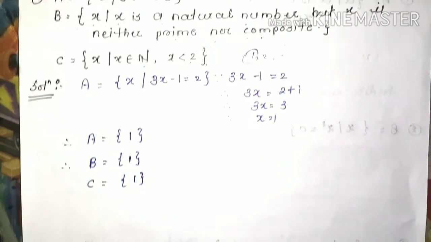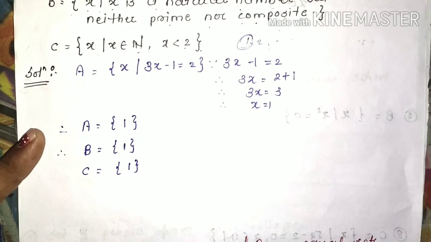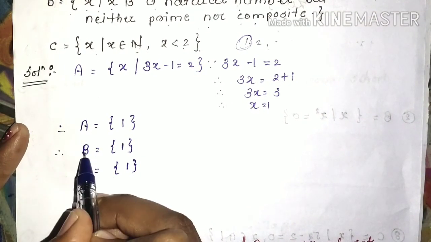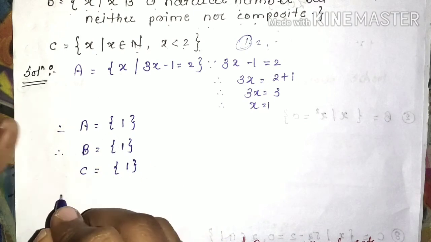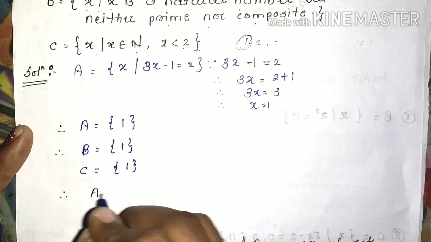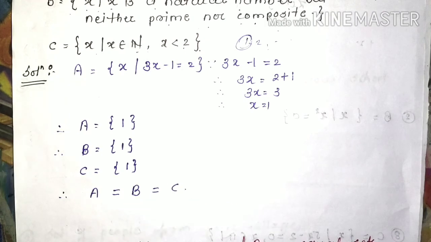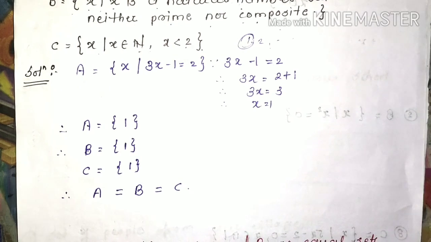मतलब अगर यहाँ पे आफ्टर गेटिंग द एलिमेंट्स ऑफ ईच सेट, what I observe कि ऑल द सेट A, सेट B एंड सेट C आर इक्वल. सो हैंस set A is equal to set B is equal to set C. Why? Because all the elements of the sets are same.